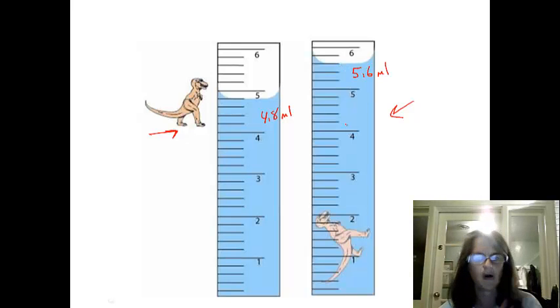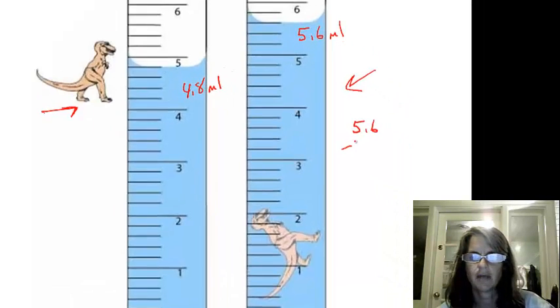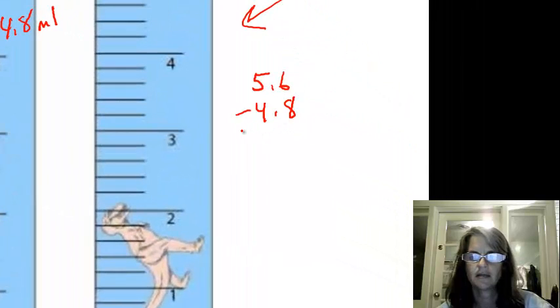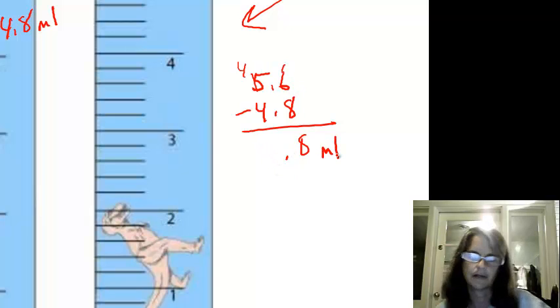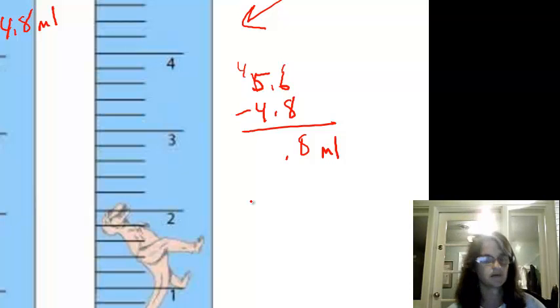So how much volume does the world's tiniest dinosaur take up? Well, 5.6 minus 4.8, okay, is 0.8 milliliters, or 0.8 of a milliliter. So the world's tiniest dinosaur is pretty darn tiny. Okay, so that would be the volume of that dinosaur.